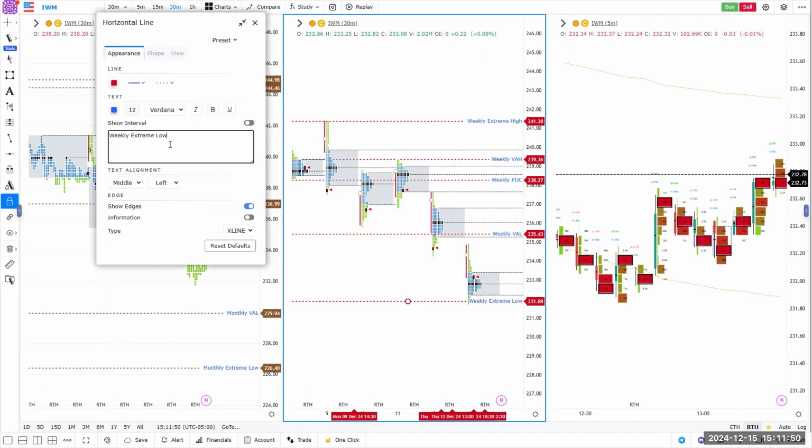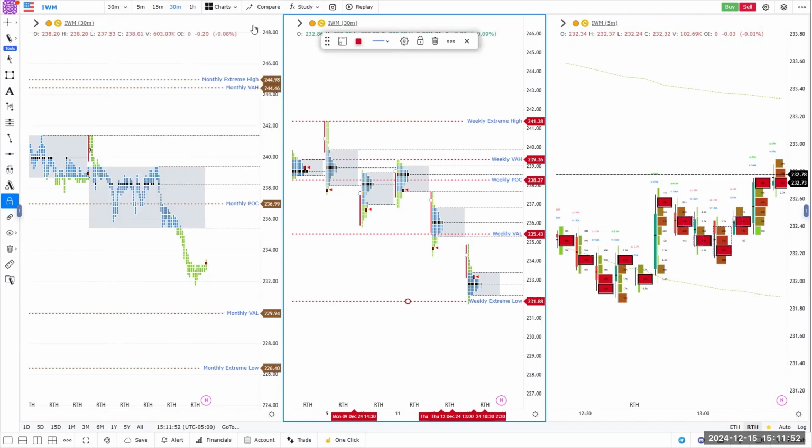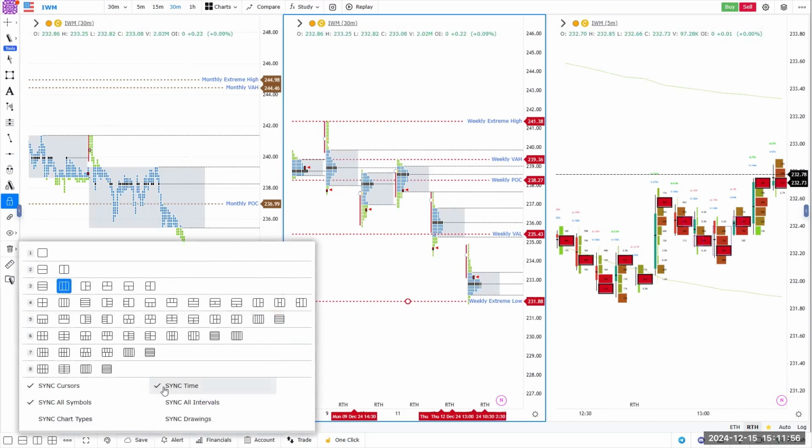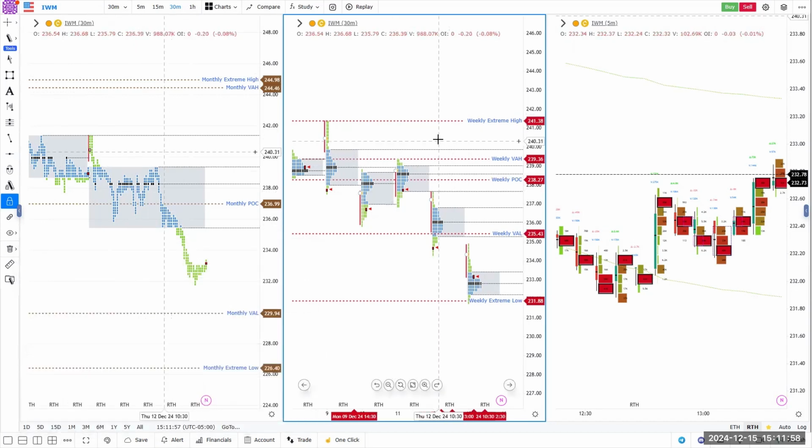All right, now that we have our weekly numbers, I'm going to go ahead and unsync this so it doesn't move around too much. We have our weekly extreme high, 241.38. We have our weekly value high, 239.36. Our weekly POC, point of control, 238.27. Our weekly value low, 235.43. And our weekly extreme low, 231.88.